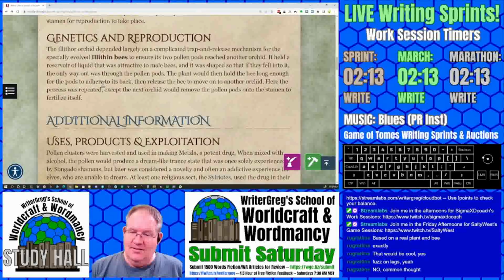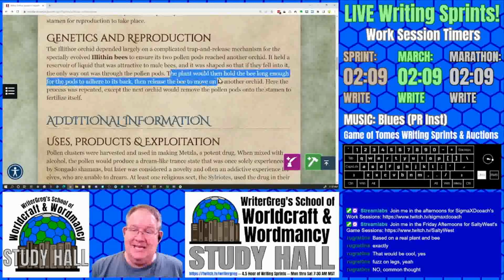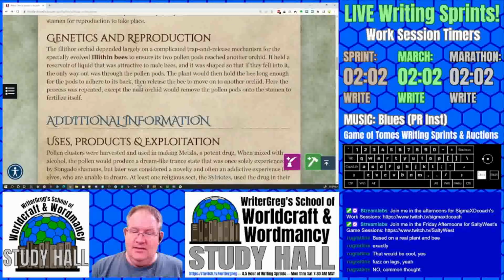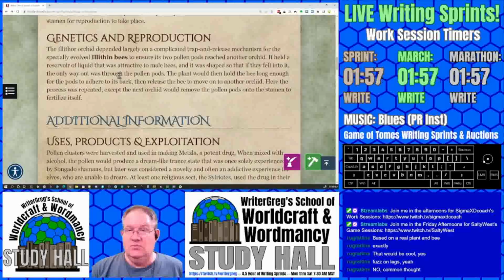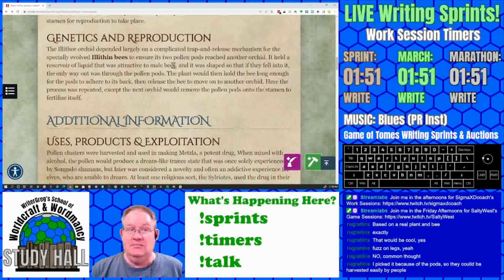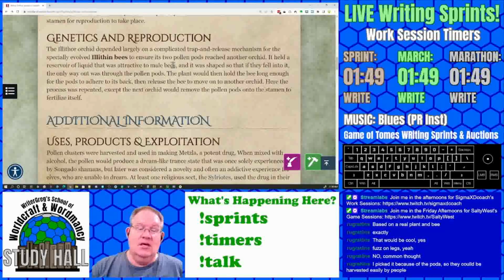The fact that the plant holds the bee long enough and then releases the bee, and then the orchid removes the pollen pod, that sounds intelligent and intentional. I don't know how a plant would do that. But again, I picked it because of the pods so they could be harvested easily by people. Excellent choice.